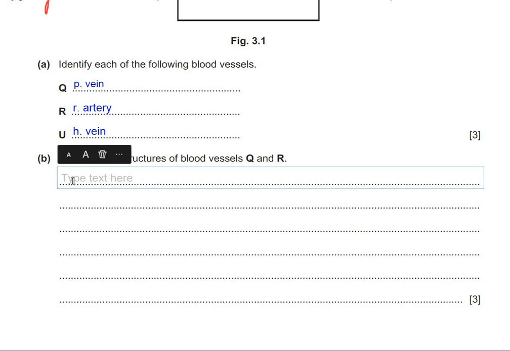And if we talk about the structural properties of the vein, the vein has comparatively thinner walls than the artery, and they have a thin layer of muscle and elastic tissue in their walls. Moreover, they have a wide lumen and they have valves to prevent what? To prevent the backflow of the blood.